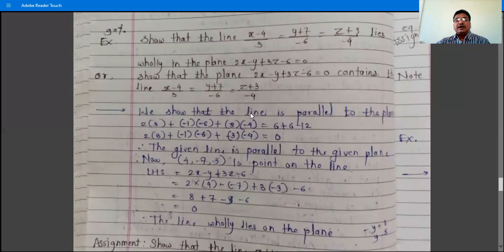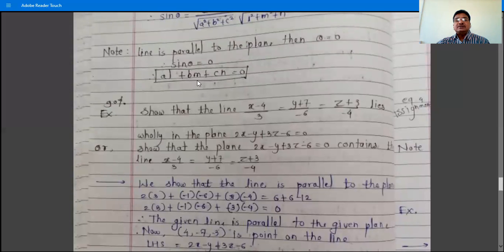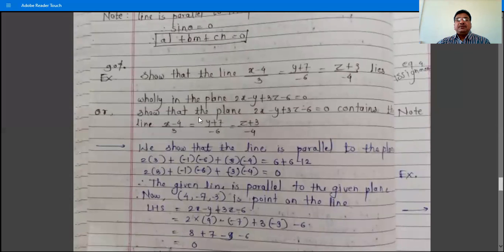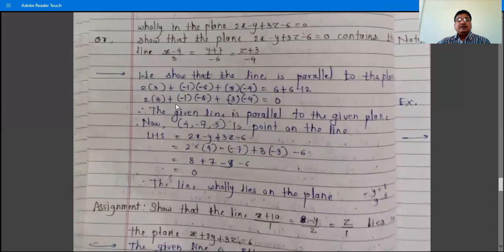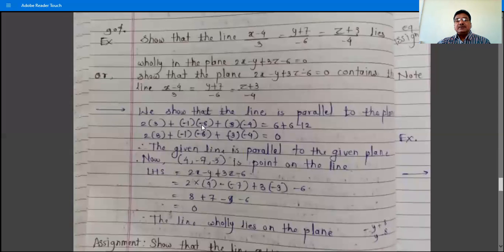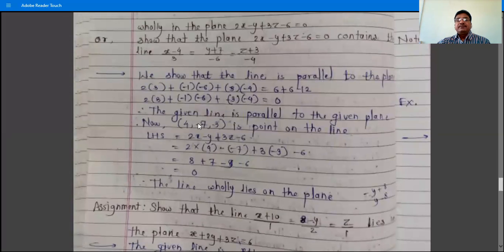First we will show that the line is parallel to the plane. How can we show the line is parallel to the plane? This is the condition. A, B, C are 2, minus 1, 3, and L, M, N are 3, 6, and minus 4. Then consider AL plus BM plus CN, that is 2 into 3 minus 1 into 6 plus 3 into minus 4, and it becomes 0, and therefore the given line is parallel to the plane.